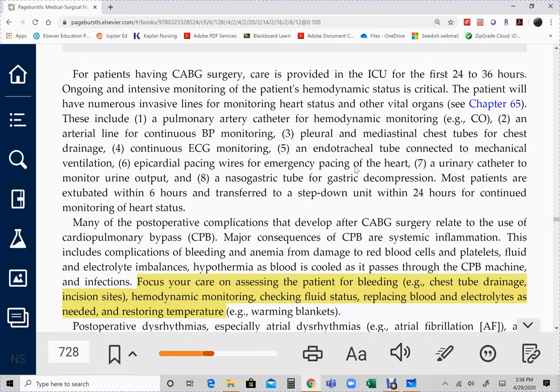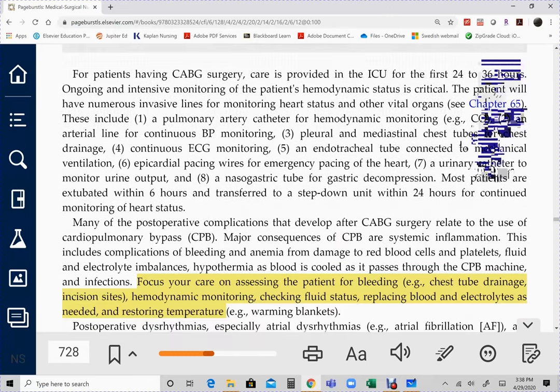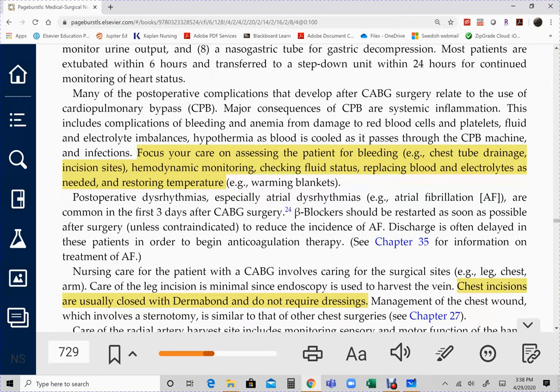If it's a PCI, by the way, your monitoring, of course, will be the same. The only difference is the access site for the catheterization. We still do femoral, but it's becoming rare nowadays. The entry site is now the radial artery, which is easier, so there are fewer complications. The major thing is always bleeding, so you monitor the site for bleeding.